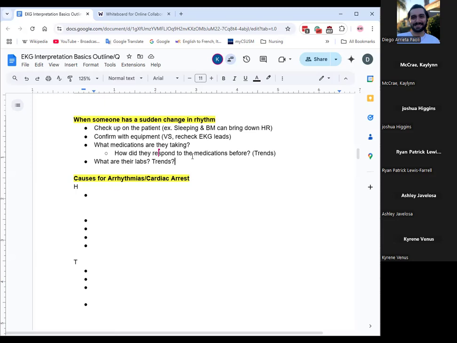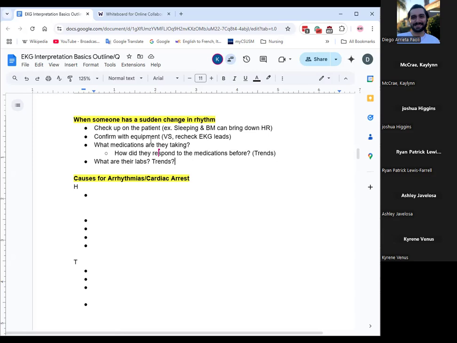Some other things you could look at at that point is what are they taking? Maybe they just had a beta blocker or something that causes a change in the rhythm. What medications are they taking? What are they not taking? Kind of just look at the trends. What are their labs? What's their potassium like? Their electrolytes that can cause arrhythmias, like their magnesium, their phosphorus. The kidney patients could have stuff happening with that as well.